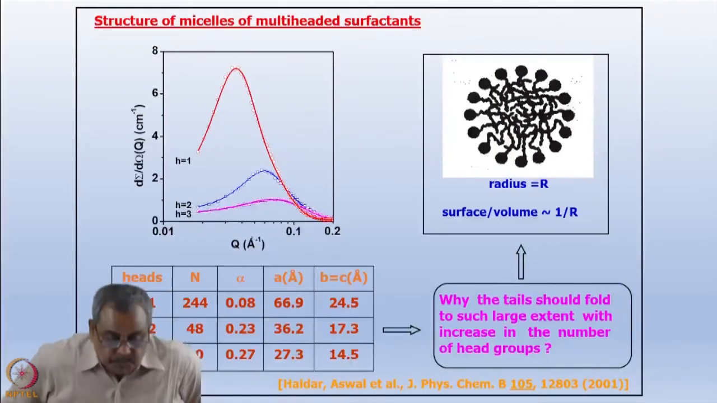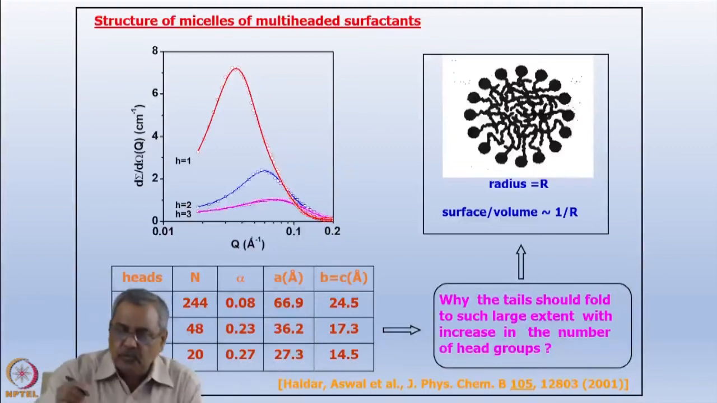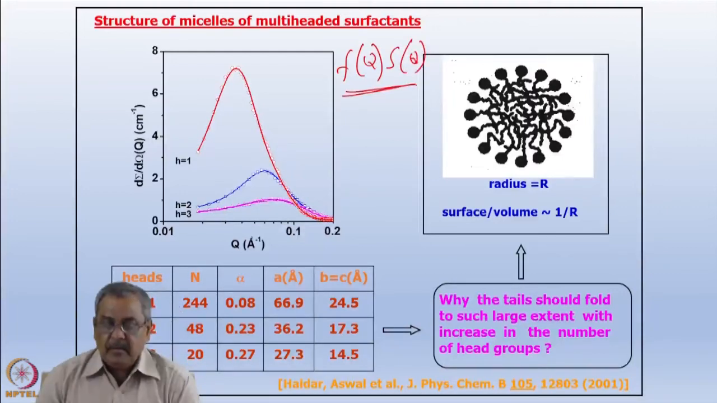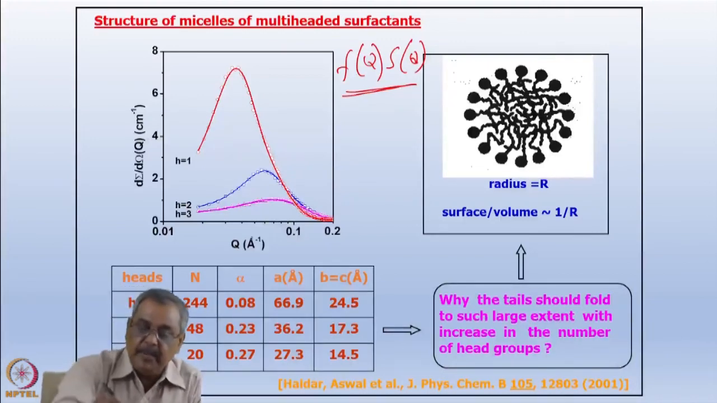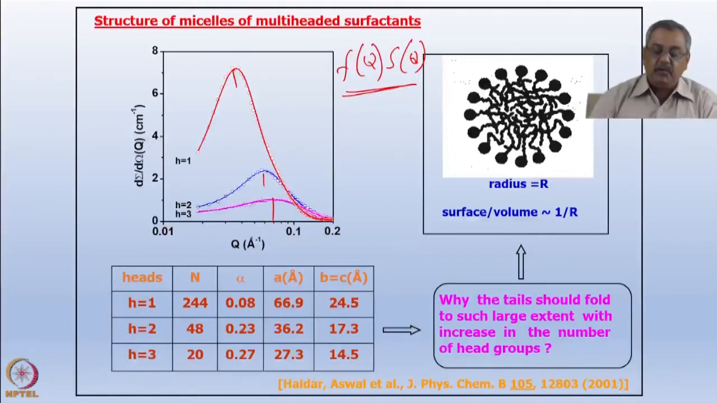This is the small angle neutron scattering data. It has 2 parts. One is the form factor part, one is the structure factor part. The structure factor gives us the interparticle distance, and the peak comes from there. Now you can see as the peak is moving out, that means the size is becoming smaller. So with increasing number of head groups, the micelle becomes smaller. That is one indication, because the peak is moving outward.